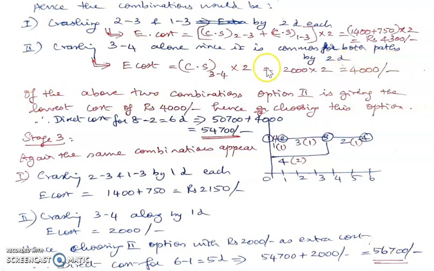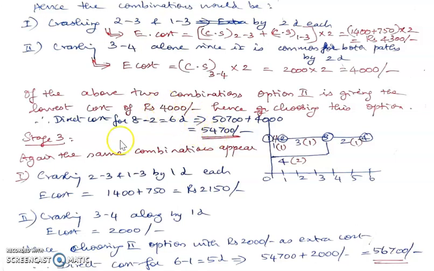Okay. So of these two combinations, we find that the second combination is giving the lowest increase in cost. So 4000 is the extra cost. Here it is 4300. Therefore, we're going for the second option. Choosing the second option, the direct cost now becomes 8 minus 2, 6 days of project completion. It is direct cost for 8 days plus 2 days of crashing, which is 4000. 54,700 is the direct cost incurred for 6 days of completion of the project.